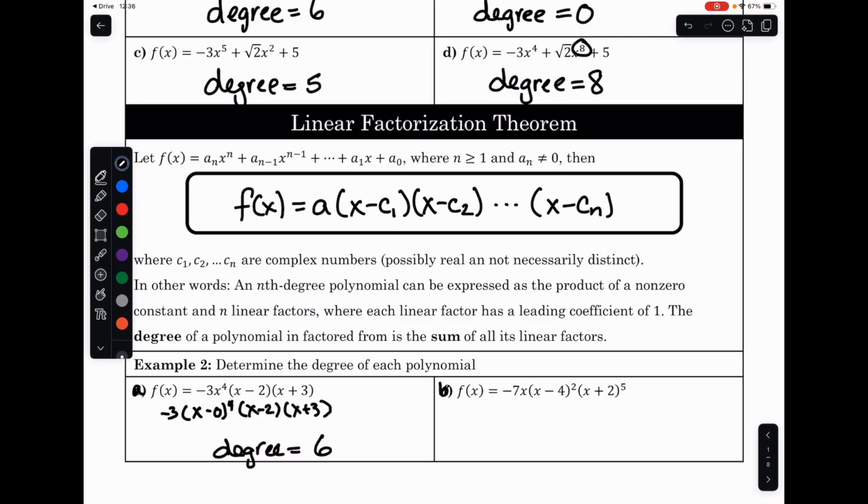And similarly, the same thing on example 2b. The degree of this polynomial, since we have negative 7, x minus 0 to the first power, x minus 4 to the second power, and x plus 2 to the fifth power, the degree of this polynomial is 8. 5 plus 2 plus 1 is a total of 8.